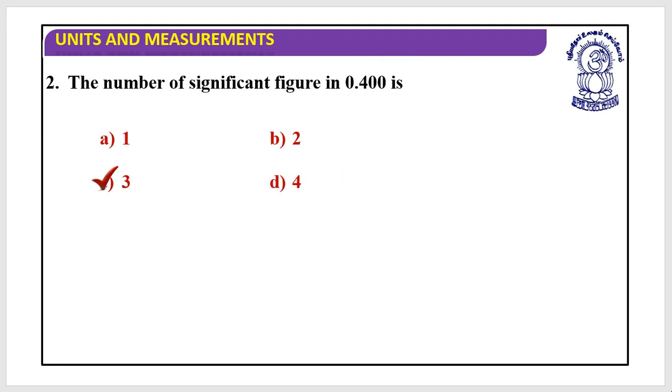Next question. The number of significant figures in 0.400. Now look at this. This is 0.400, but all the trailing zeros, the zeros behind the numbers, would be considered as insignificant. So 1, 2, 3. These 3 are the significant digits. The correct answer should be 3.